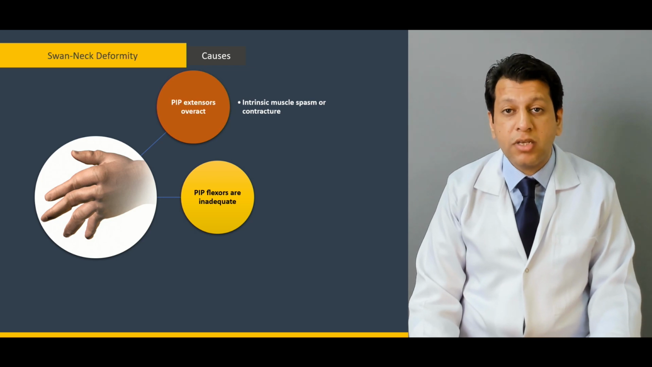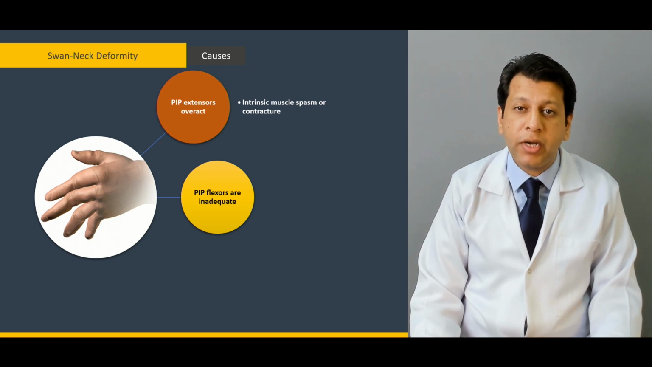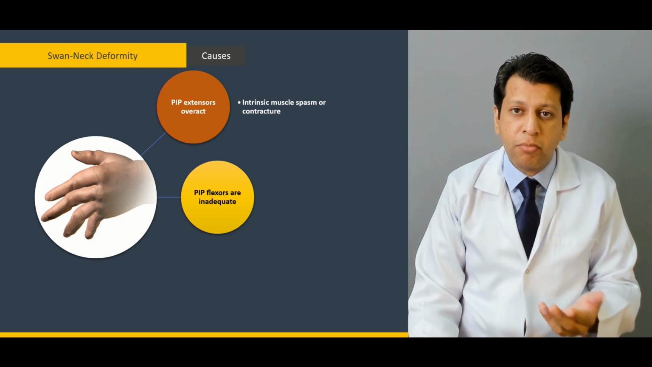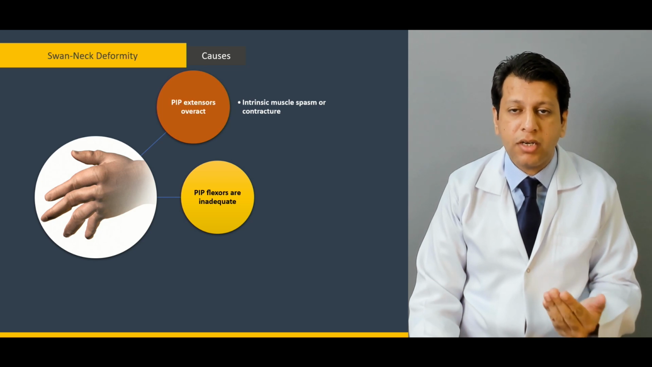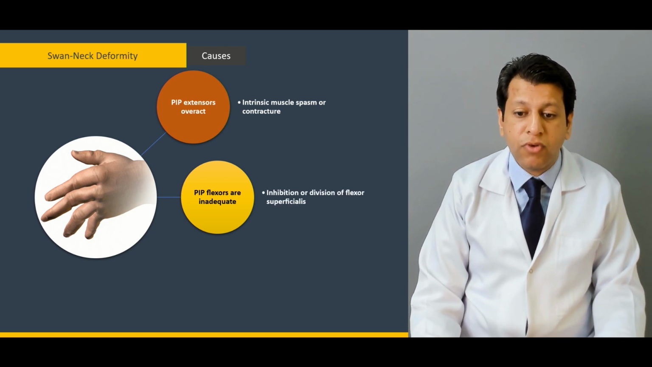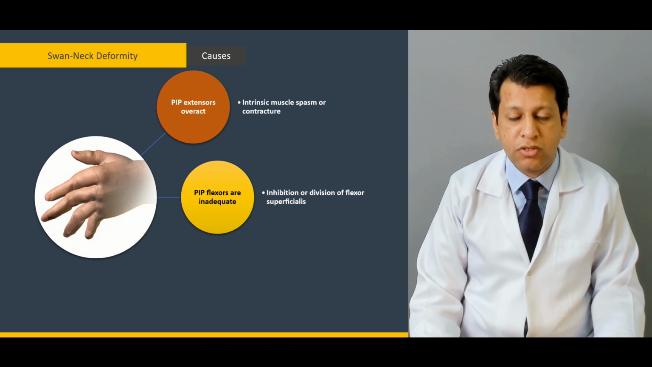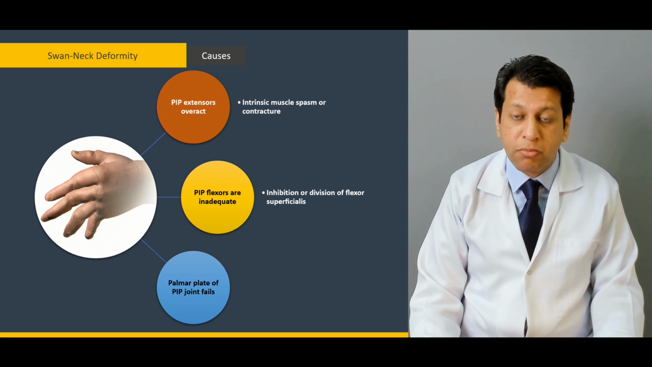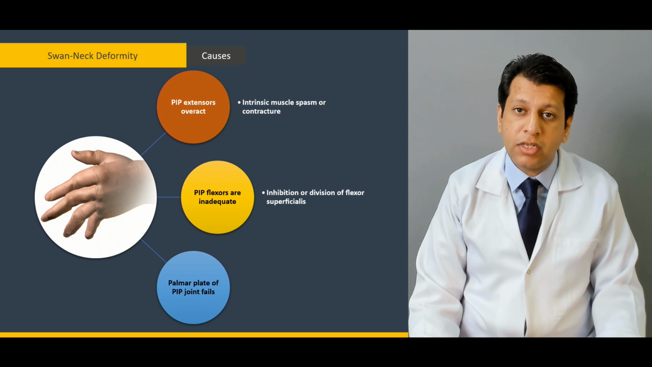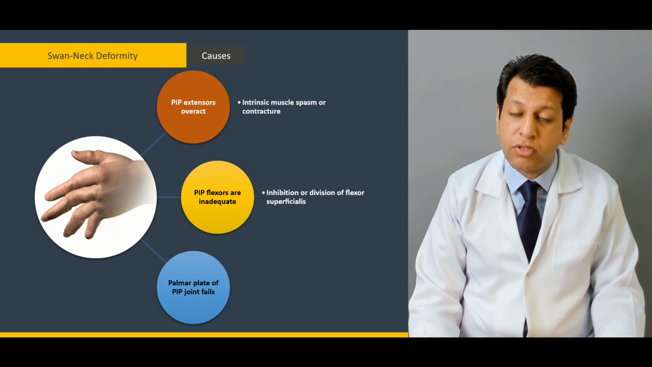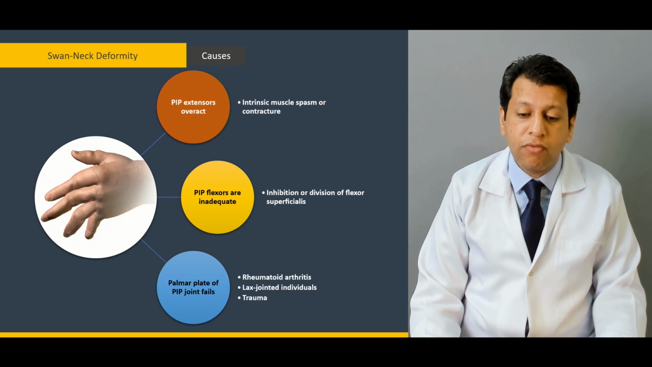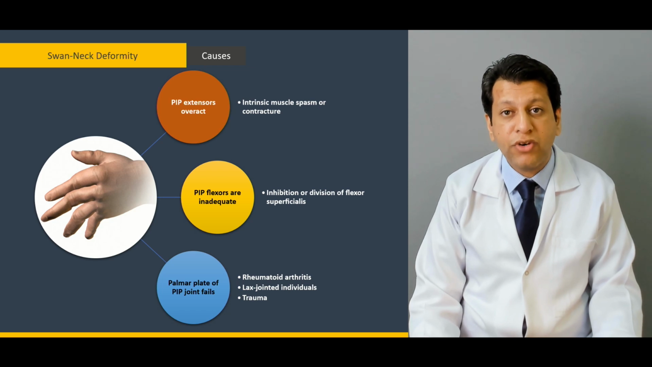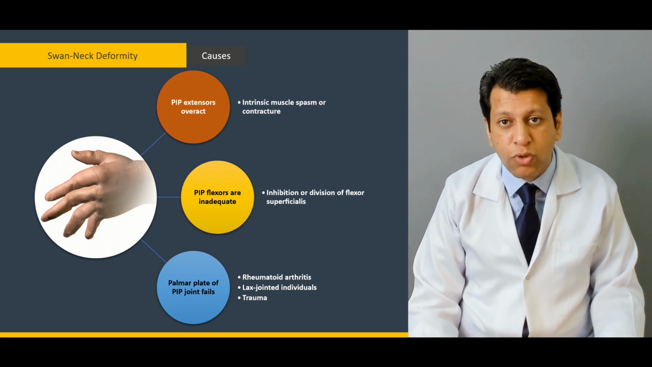Then the PIP flexors, which are actually the FDP and FDS, are inadequate. For example, this may be due to the palmar plate rupture, or there's a rupture of the FDP, FDS, which results in this sort of a problem as well. For example, inhibition or division of the flexor superficialis. And if the palmar plate gets damaged, as the tendons act by a palmar plate, therefore the flexors actually become useless because now they cannot act on the proximal interphalangeal joint or DIP. Therefore, this usually happens in case of rheumatoid arthritis, dislocated joints, or in case of a trauma. And this all causes the swan-neck deformity.